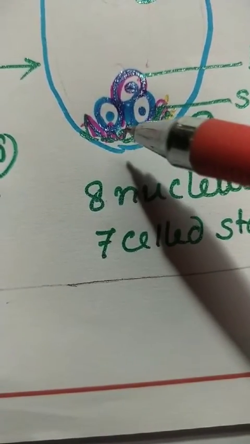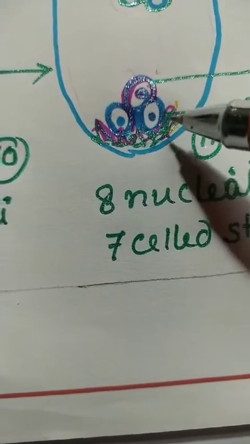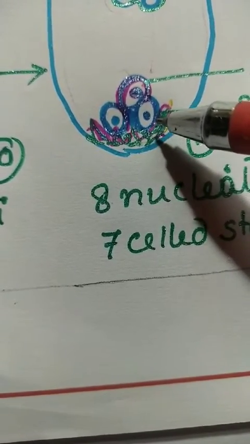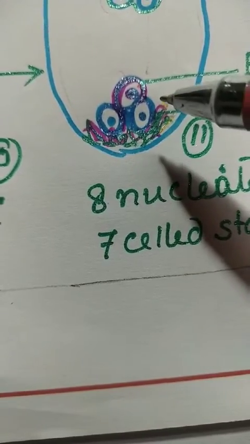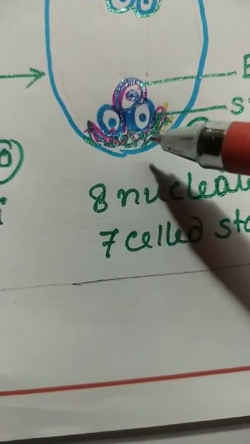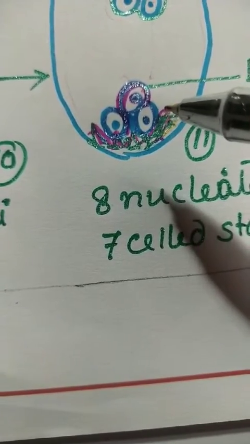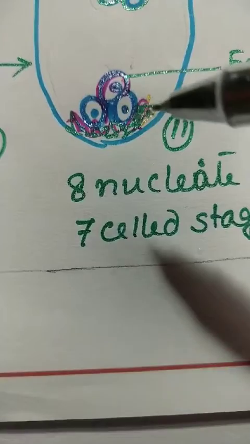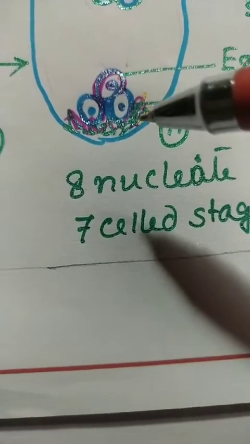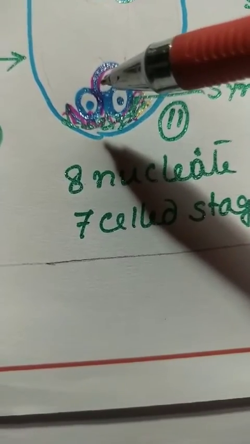These synergids bear a filiform apparatus in the micropylar region. You see, this filiform apparatus is actually a finger-like projection of the wall into the cytoplasm. Remember this, the main function of the filiform apparatus is that it attracts and guides the pollen tube into the synergid. When we discuss fertilization, I will discuss it again. Remember, the function of the filiform apparatus is to attract and guide the pollen tube towards the egg.